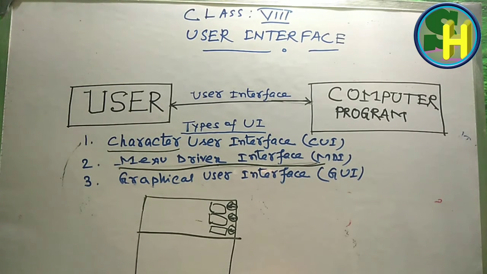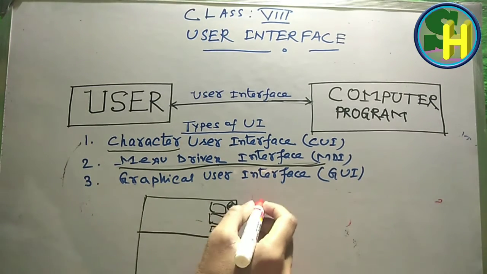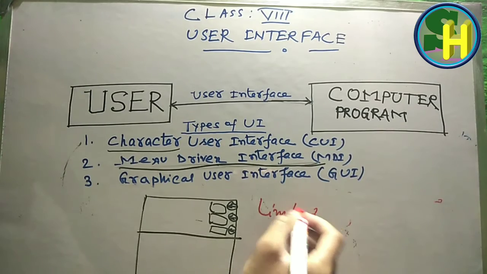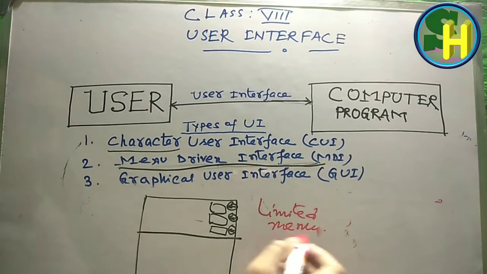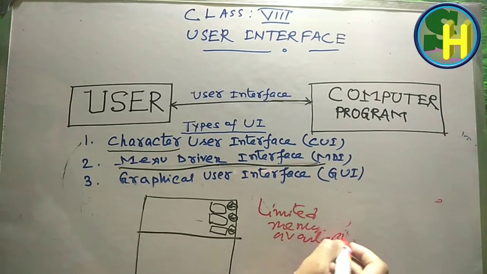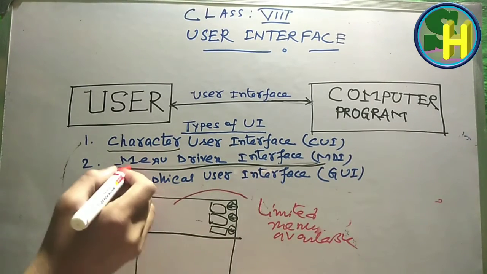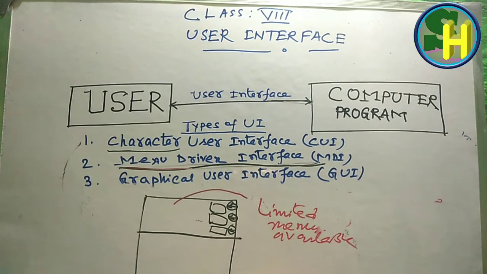The disadvantage of the menu driven interface is that getting to particular options can often involve working through many different menu screens. The menu driven interface is slower for experienced users and has limited menu options available. That is, limited menus are available on a menu driven interface. Ten or twelve menus will be available, a limited menu.